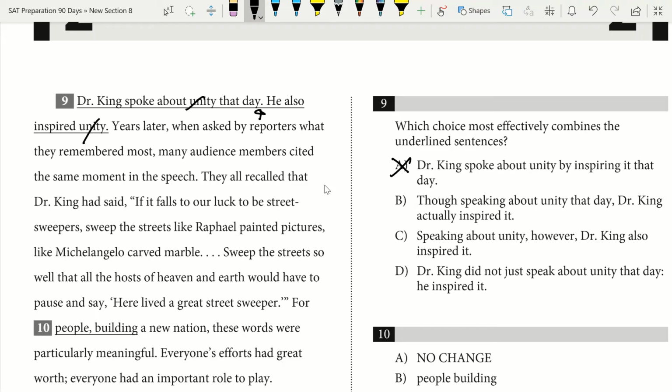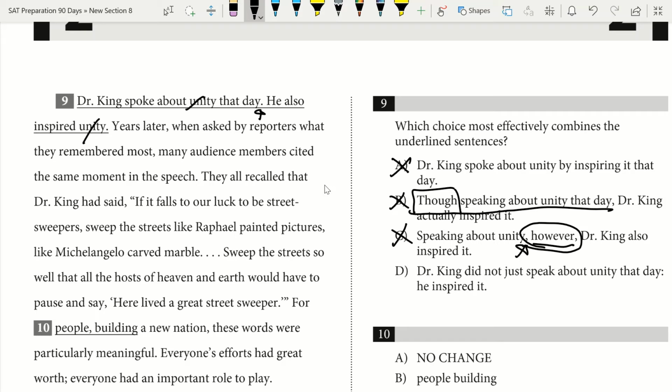B, "those speaking about unity that day." We wouldn't say "those speaking about unity that day," because the word "those" there is what makes that wrong, right? We're not hesitant about speaking that day, and if we say "those speaking that day," we're implying a little bit of hesitation and us maybe not wanting to, and we don't want to do that. C, "speaking about unity, however." Once again, we don't want to include this "however" here because we're not contrasting anything, and if we're not contrasting anything, we don't really want to use "however."